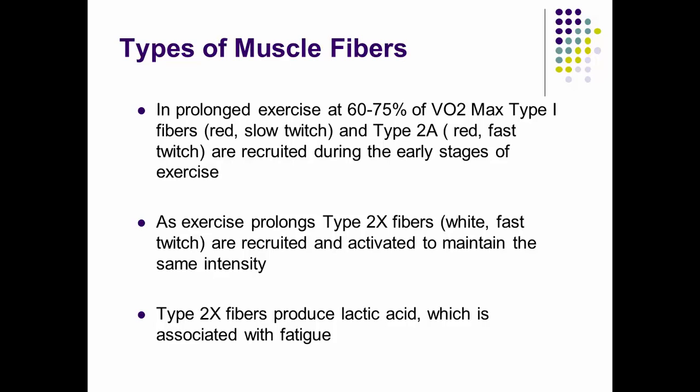Again, in this long-term moderate intensity exercise, the type 1 and type 2A fibers are first recruited at the beginning of the exercise. As exercise prolongs, the type 2X fibers are then recruited and activated to maintain the level of intensity, right? Remember, the type 2 fibers are the major contributor to lactate production. That's why at the later stage of exercise, because the type 2 fibers are recruited and oxidize glucose and produce a lot of lactate, you feel fatigued.